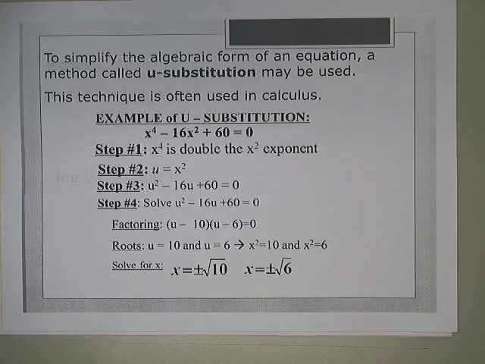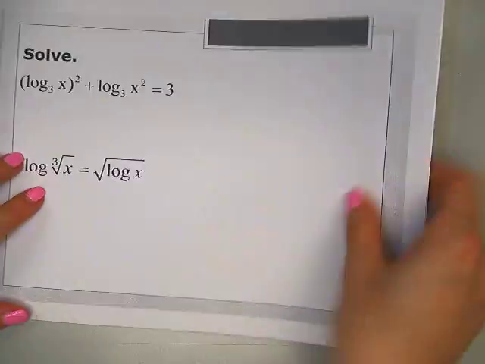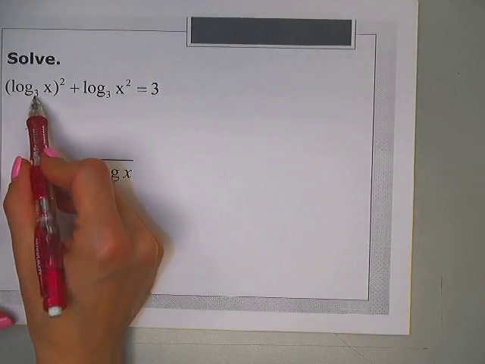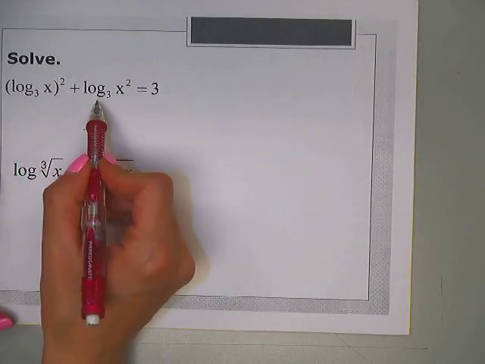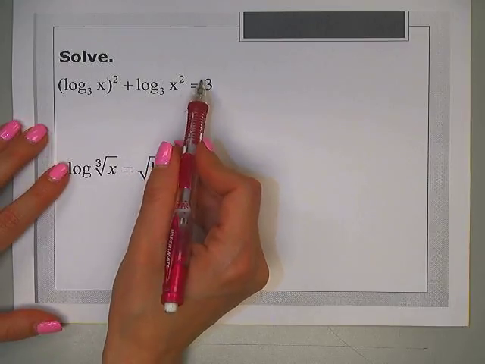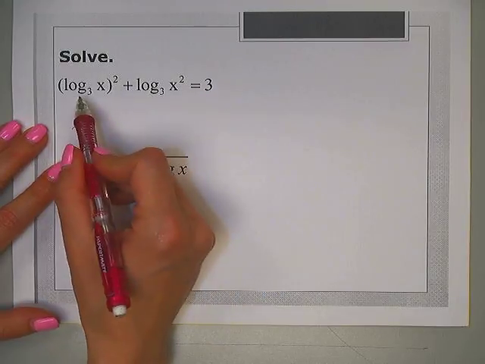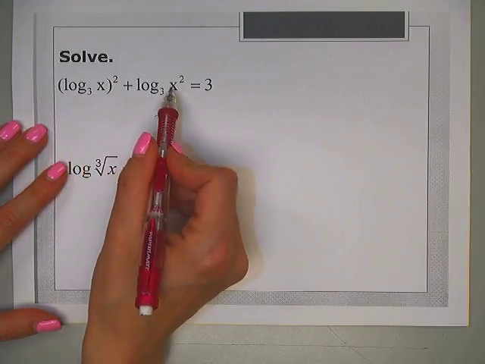Now, here's the thing. Since we have a solution for u, we still need to go back and set it equal or solve for x. Therefore, we take our u substitution, whatever we set equal to u, and we now set that equal to my solution. So if u was defined as x squared up at the top and u is 10, taking those two pieces, we can say x squared equals 10, x squared equals 6, and now we've got x equals plus and minus 10 and x equals plus and minus 6. The process of u substitution is a simple way to reduce or simplify an equation.